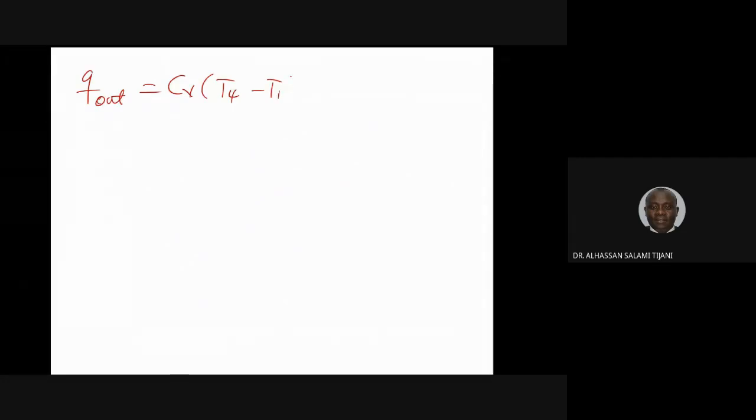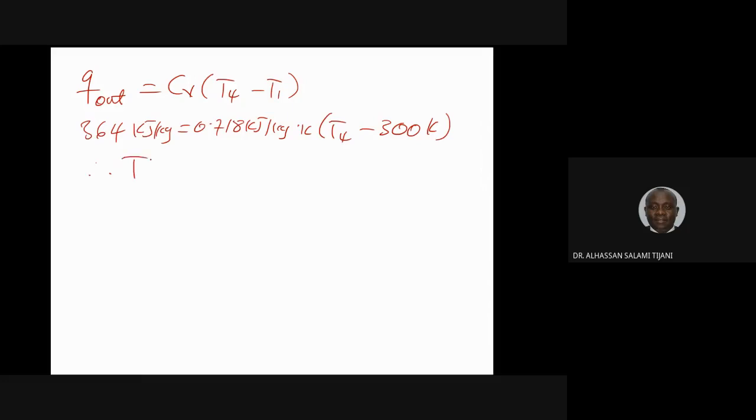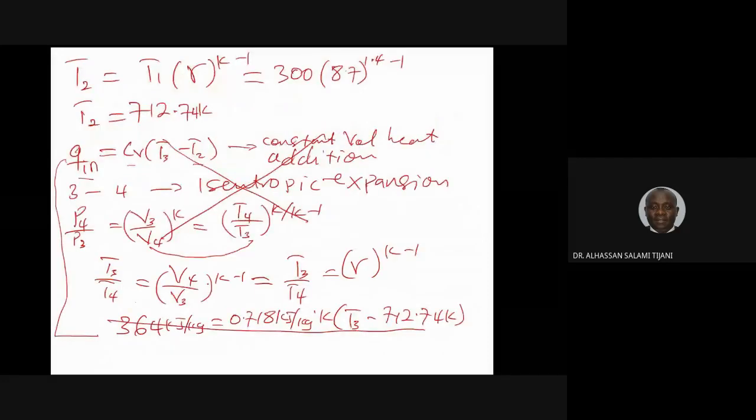So we can determine T4 from this equation. So we have 364 kilojoules per kilogram equals 0.718 kilojoules per kilogram per Kelvin. So then we have T4 minus T1. T1 is 300 Kelvin. So now, therefore, we'll have T4, if you calculate this carefully, we have 806.96 Kelvin. So now we can use this to determine T3, according to this equation.